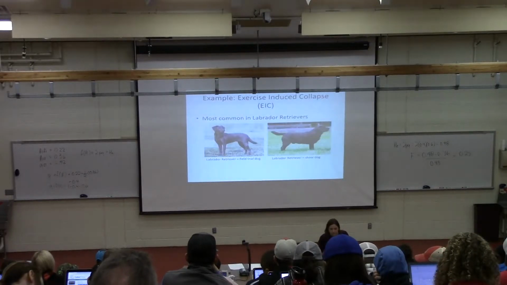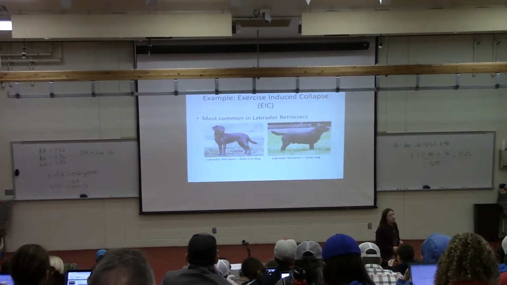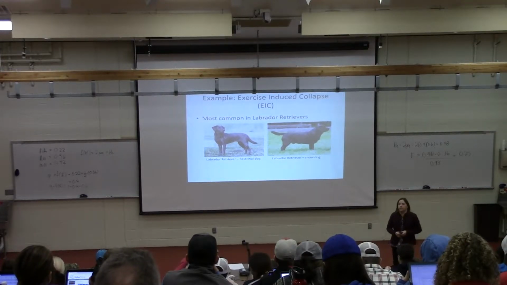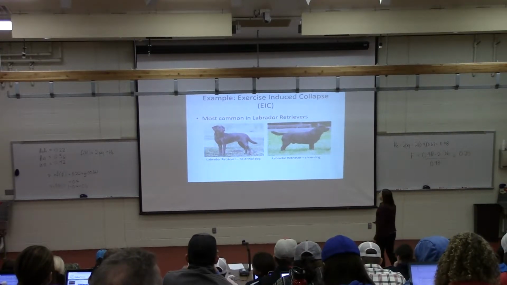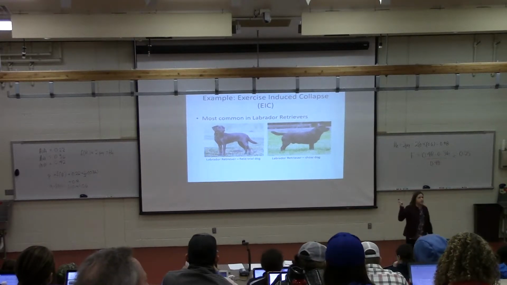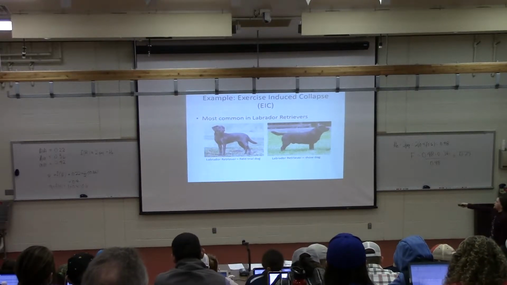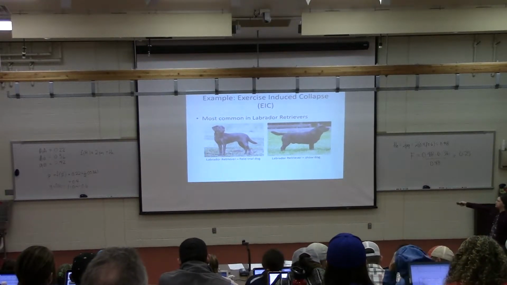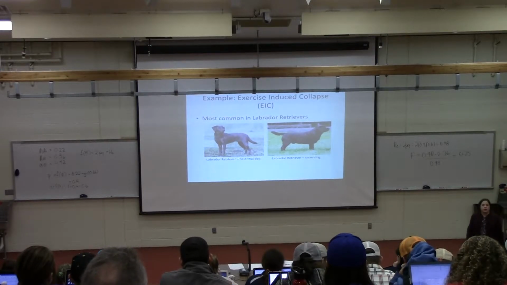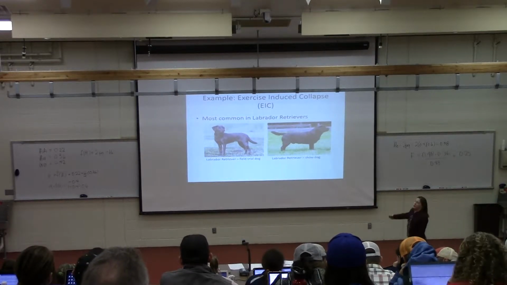Okay? So I'm going to talk about exercise-induced collapse, which is most common in Labrador retrievers. About 30% of Labrador retrievers carry a recessive allele that causes this condition. Just like quarter horses and Arabians and cattle, show cattle, Labrador retrievers have two really different types. That's a field trial dog. They're lighter bones. They look lean. They look athletic. That's a show dog.